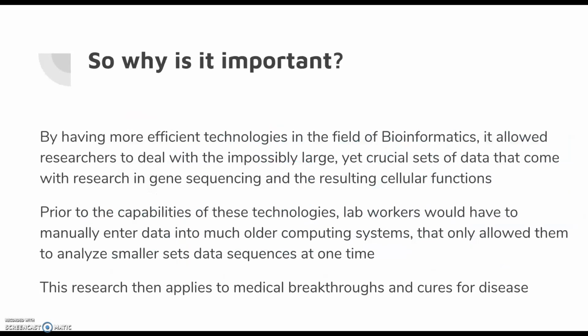So why is bioinformatics important? Well, having more efficient technologies in the field allows researchers to deal with the impossibly large yet crucial sets of data that come with research in gene sequencing and the resulting cellular functions. Prior to these technologies, lab workers would have to manually enter data into much older computing systems that only allowed them to analyze smaller sets of data at one time. So it was really quite inefficient before this, and now this technology allows researchers to apply it and have medical breakthroughs and cures for diseases.